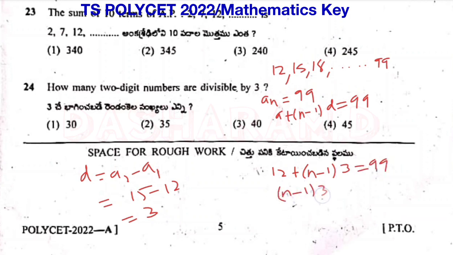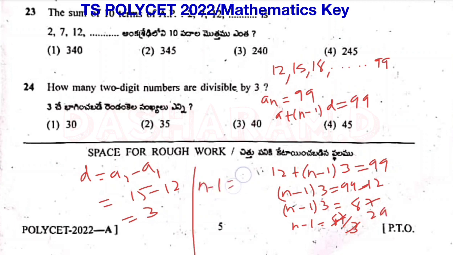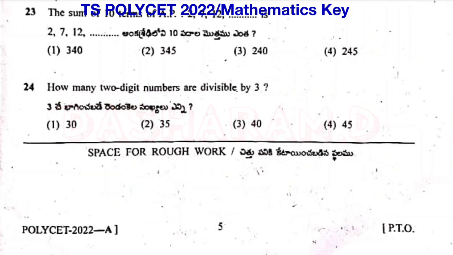So (n minus 1) into 3 equals 99 minus 12. So (n minus 1) into 3 equals 87. So n minus 1 equals 87 divided by 3. 3 ones are 3, 3 twos are 6, 3 nines are 27. So n minus 1 equals 29. Then n equals 29 plus 1, so n equals 30 is the answer. So there are 30 terms in the 2-digit numbers. So option 1 is correct.